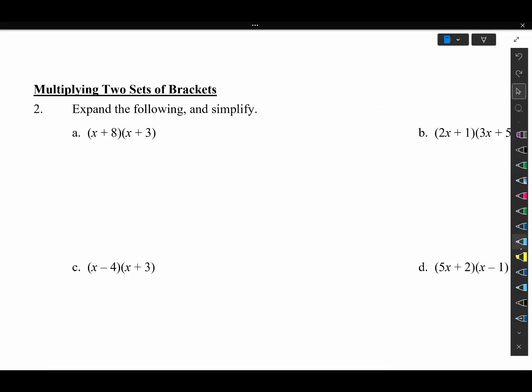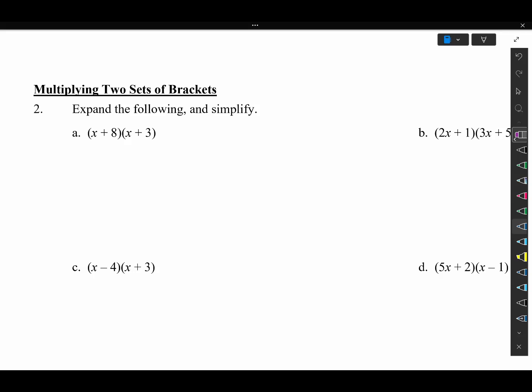So multiplying two sets of brackets. When we're multiplying two sets of brackets, you might learn this in a few different ways. You may have learned a method called FOIL, first, outside, inside, last. You may have learned to use your rainbows. I will be sketching my rainbows as we go through right here. And you may have learned it through an area model. All of them are different ways of making sure you keep track of what you're multiplying.